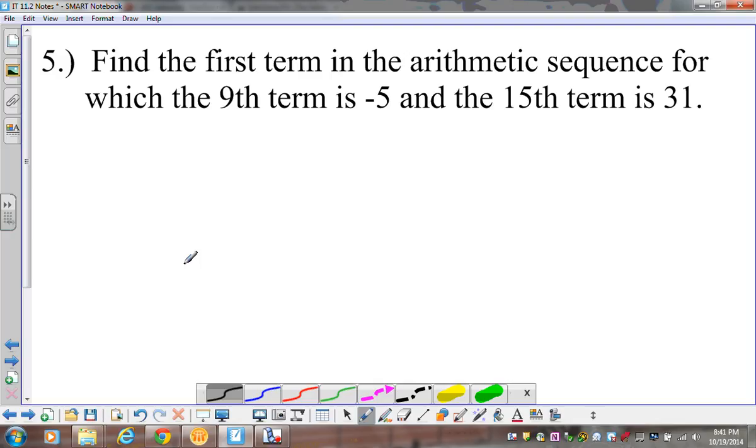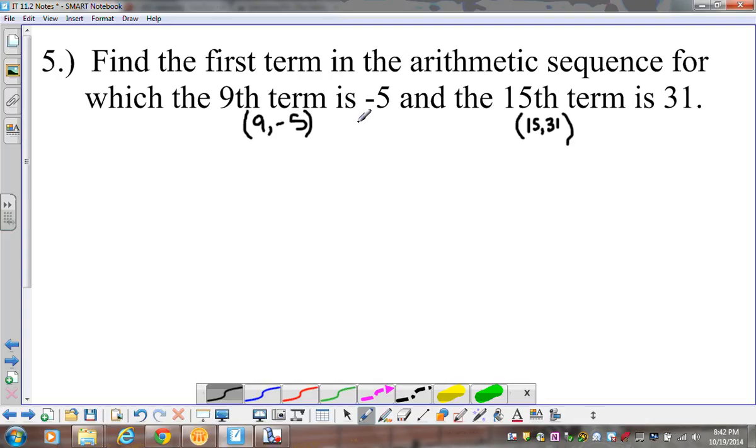The way we're going to do this, they tell me my ninth term is negative 5. Now I can actually write that as a coordinate. I can write that as the point 9 comma negative 5. I can also write the 15th term is 31. I can write that as 15 comma 31.